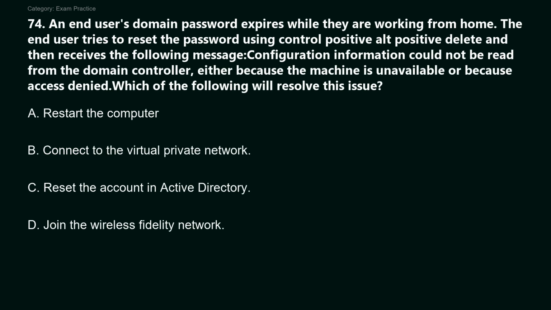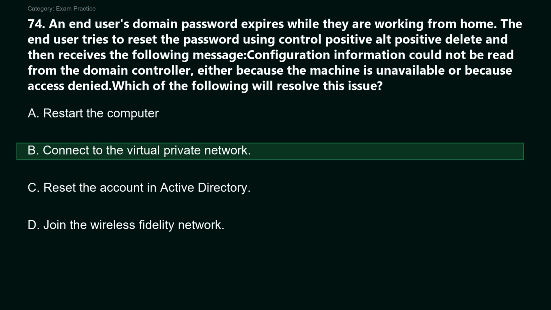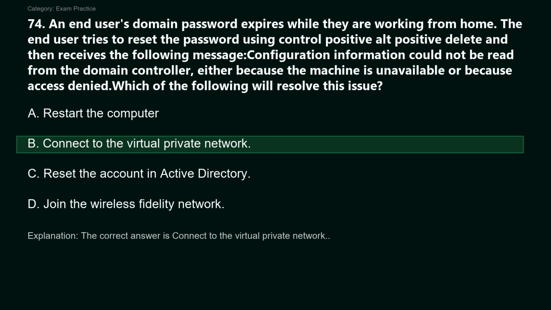Question 74. An end user's domain password expires while they are working from home. The end user tries to reset the password using Ctrl+Alt+Delete and then receives the following message: configuration information could not be read from the domain controller, either because the machine is unavailable or because access denied. Which of the following will resolve this issue? Option A, restart the computer. Option B, connect to the virtual private network. Option C, reset the account in Active Directory. Option D, join the wireless fidelity network. The correct answer is option B, connect to the virtual private network.